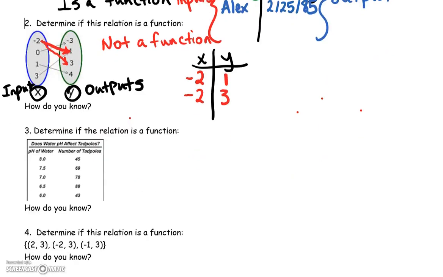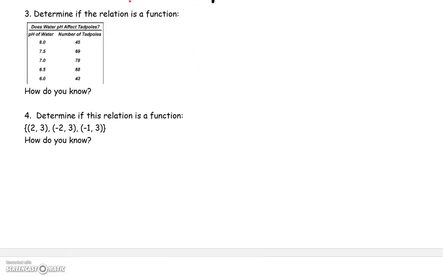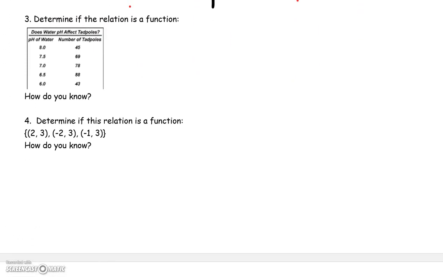Let's take a look at question 3. Again, determine if the relation is a function. What we're looking for, for it to violate the function rule, is if there is any input that yields two different outputs, then it would not be a function. So let's take a look here. The number 8 as an input yields an output of 45. And that is all. It is the only output for a pH of 8.0.